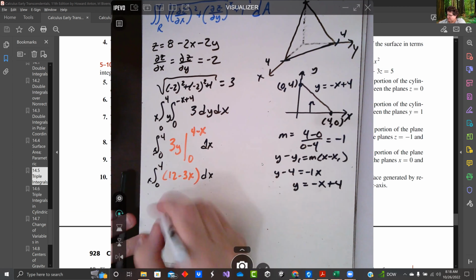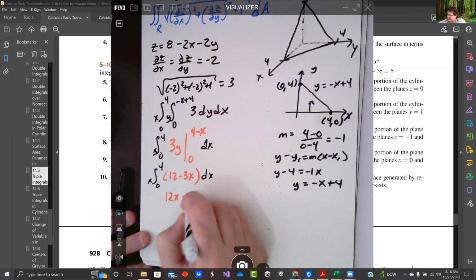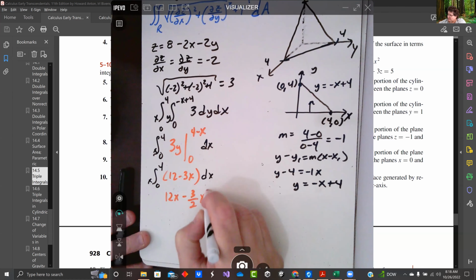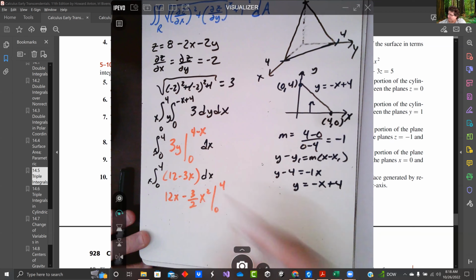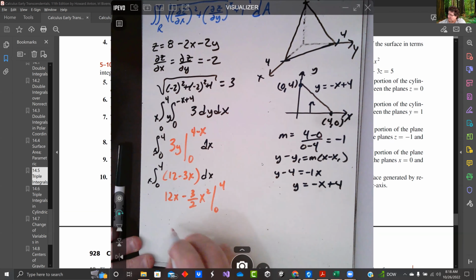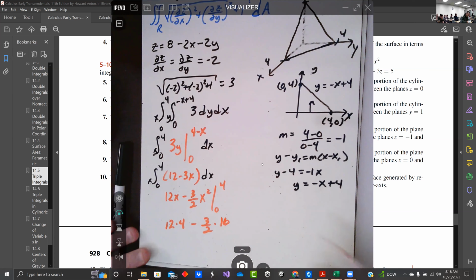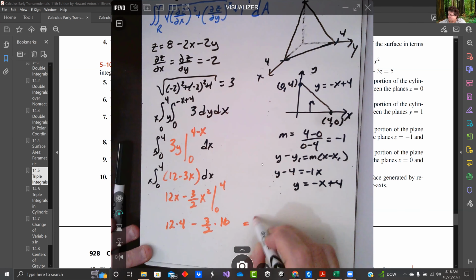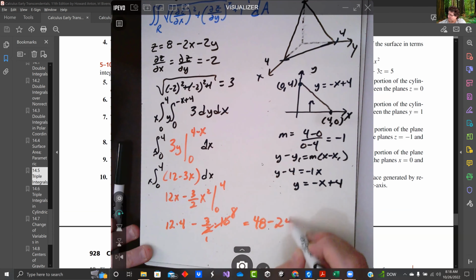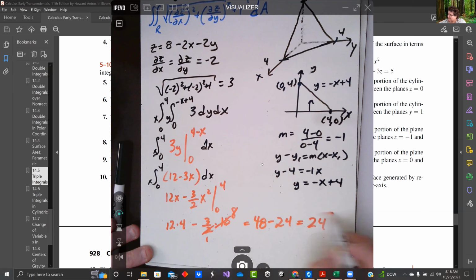And we finish this off. We've got 12x minus 3 halves x squared, evaluated from 0 to 4. 12 times 4 minus 3 halves times 4 squared, which is 16. I've got 48 minus, reduce that, minus 24. Looks like 24 is the area.